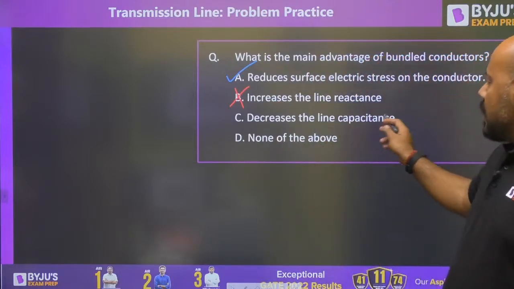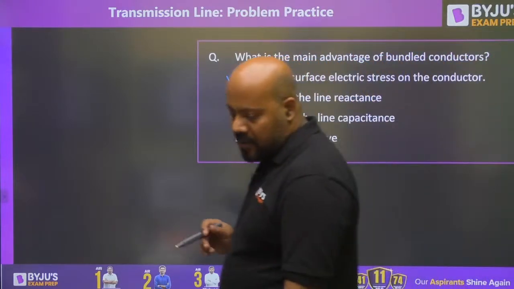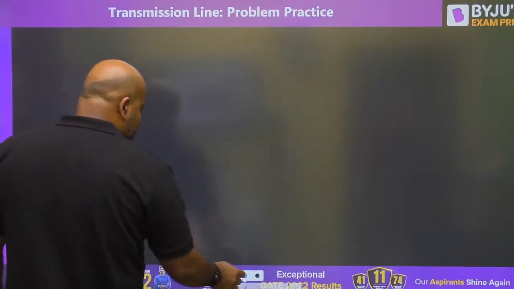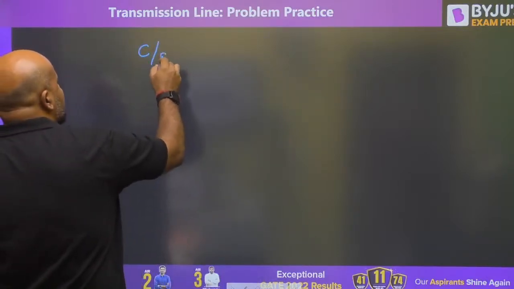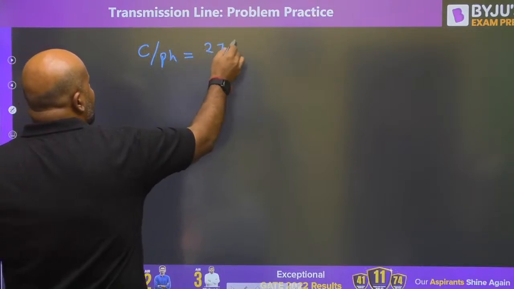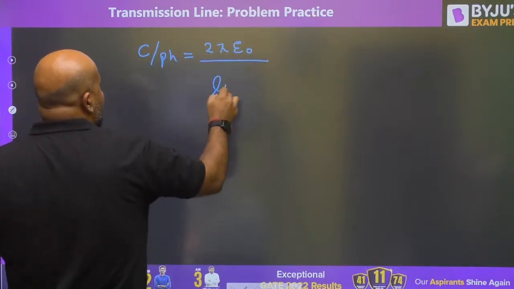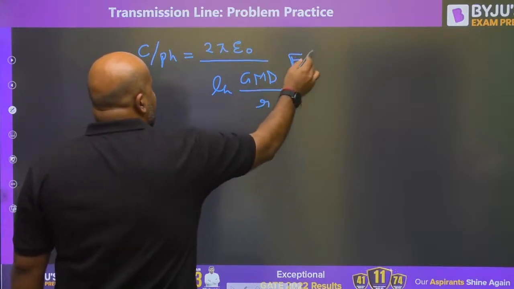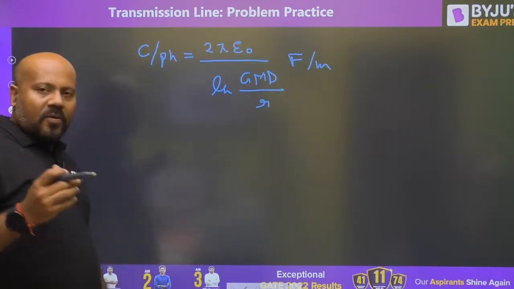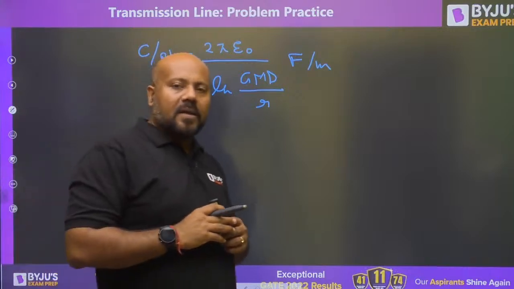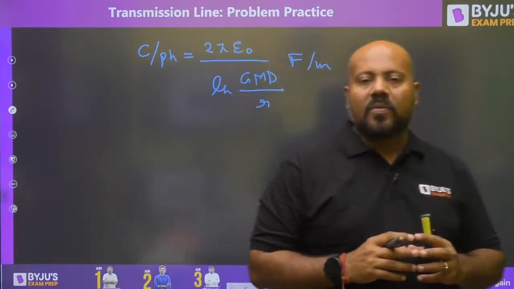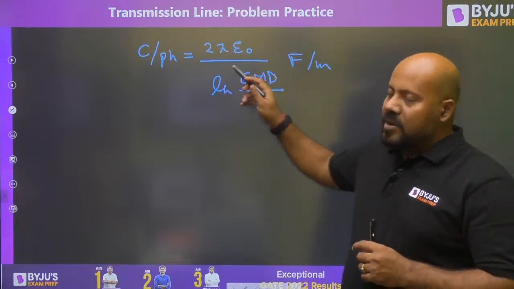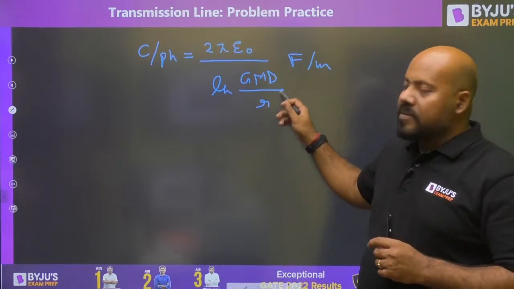He is saying it decreases the line capacitance. Let us talk about the line capacitance also. How are you defining the line capacitance? In general, we define the line capacitance as 2 pi epsilon naught upon ln GMD upon R, and this is farad per meter. Now some of you may be surprised: when writing the inductance formula, we use the term GMR, but when I write the capacitance formula, I am not writing GMR, I am simply writing R.